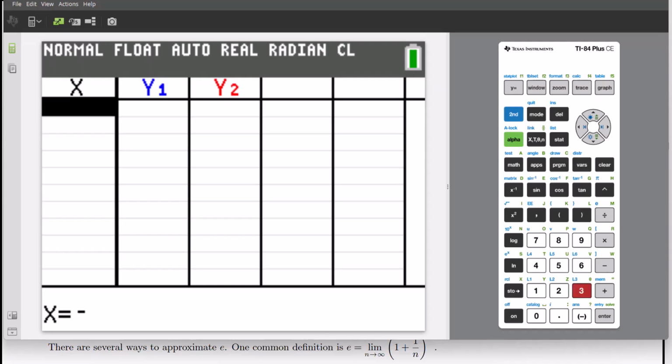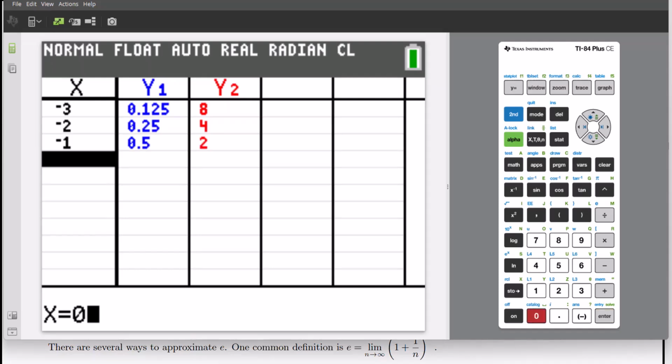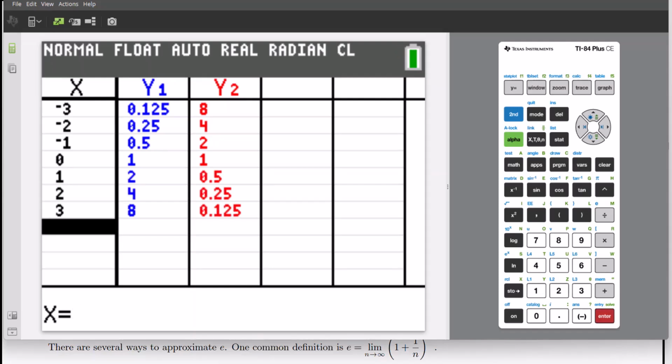So I can plug in -3, for instance, and it will say 0.125, which is the 1 over 8, and also 8, which is the second coordinate that we have. -2 gives us 0.25, which is 1/4, and the second coordinate is 4 on the other graph. And similarly, we can plug all the values that we care about, and we can see that we are correct in our answers on the paper. We had the same values, except our numbers were not decimals, they were fractions, and the calculator gives us decimals.